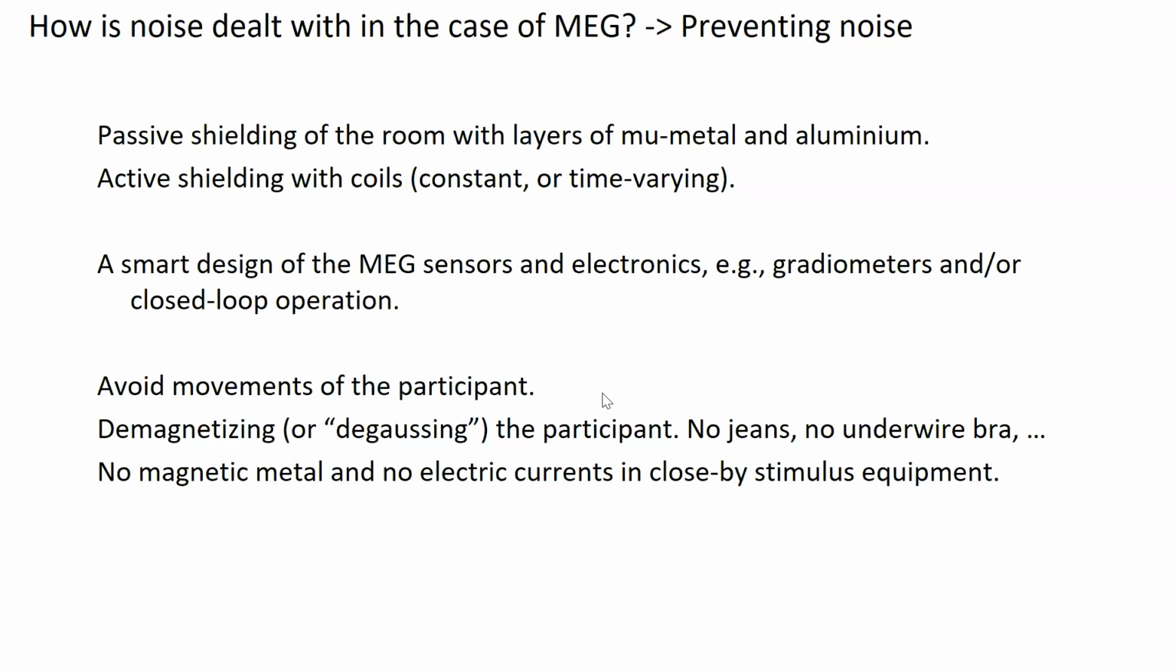Some labs use degaussing systems to actually remove the magnetic field from small magnetic particles that can be present in the participant, like dental wires. We usually ask participants to not wear jeans. We have them change to other clothes. No underwire bras, no magnetic metals basically on the body, and also no magnetic metal or electric currents enclosed by stimulus equipment. So button boxes, which for EEG can simply be keyboards. In the MEG lab, we use button boxes that comprise a laser beam, which is interrupted by the participant pressing a button. So there's no metal in there and there are no electric currents in there.